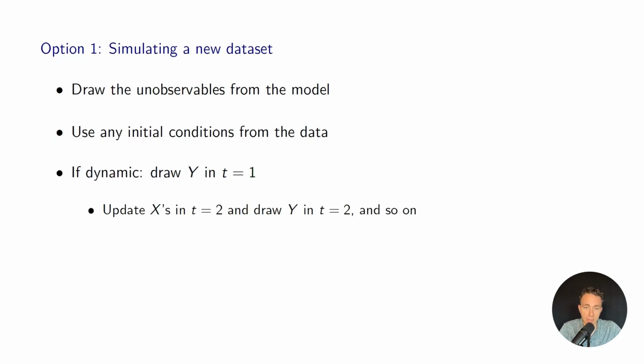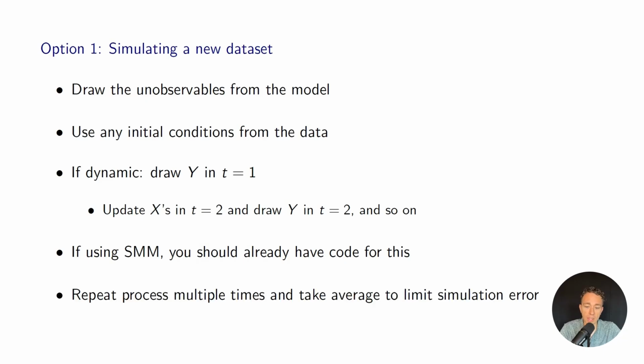So in a dynamic model, typically the x's in the next period involve the y from the previous period. And so that's why we have to do this rolling forward, chaining across time. And if we've estimated the model using simulated method of moments, we should already have code that does this. And so this would just be basically evaluating that simulation function at the estimated parameter values. And then we would typically want to repeat this process several times to mitigate simulation error in our final presentation of the average y from our model.